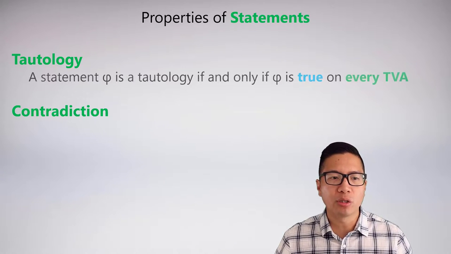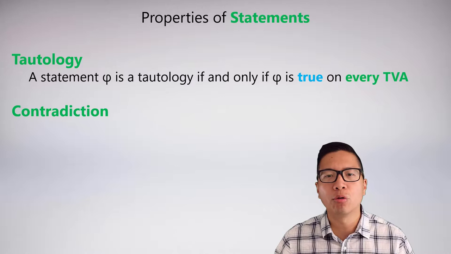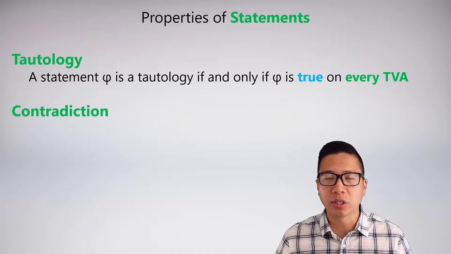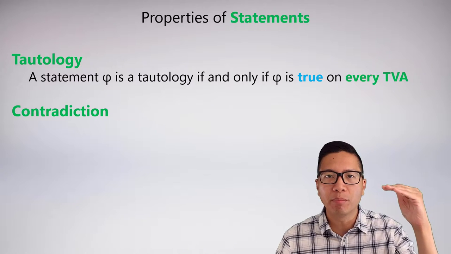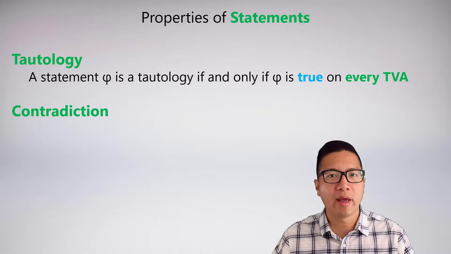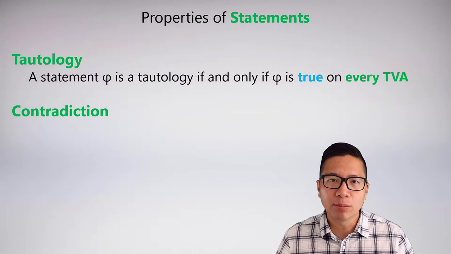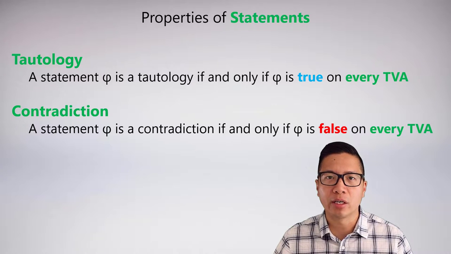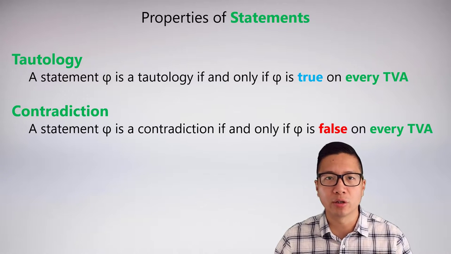So the definition of a tautology becomes: a statement phi is a tautology if and only if phi is true on every TVA. Now this makes sense. Remember, a TVA, or truth value assignment, is a particular row in a truth table, and it represents a particular possibility of combination of truth. Now, if your statement is true on every TVA, well, then it's going to be a tautology, because it's never false. Similarly, the definition for a contradiction is that a statement phi is a contradiction if and only if phi is false on every TVA.